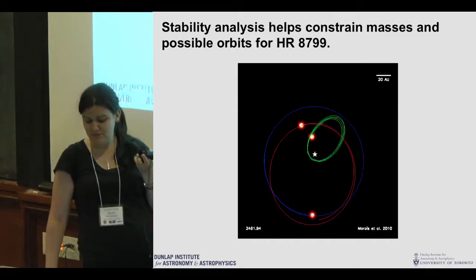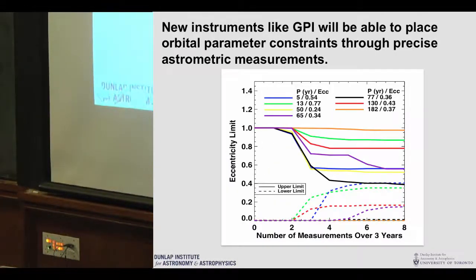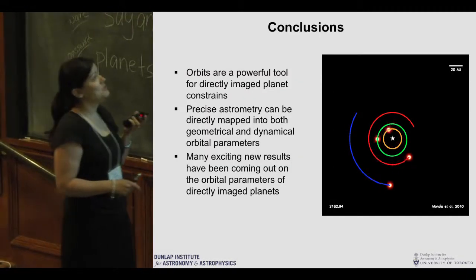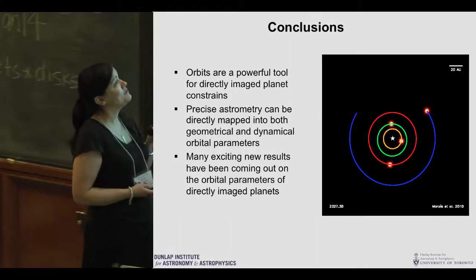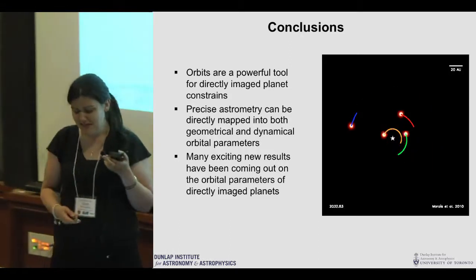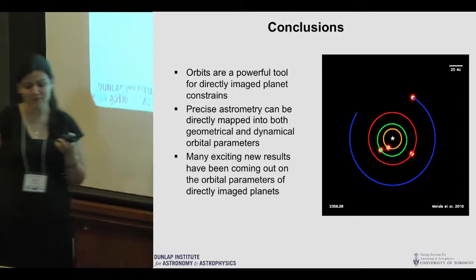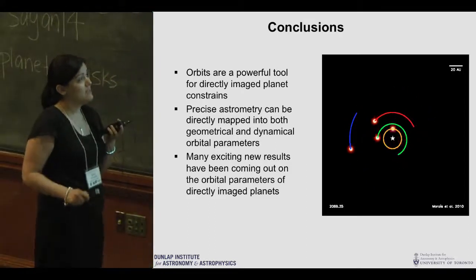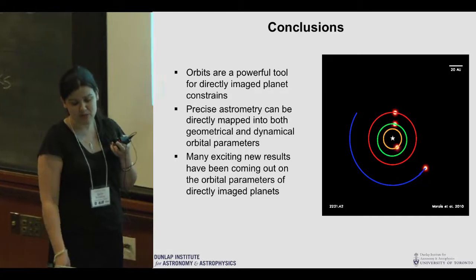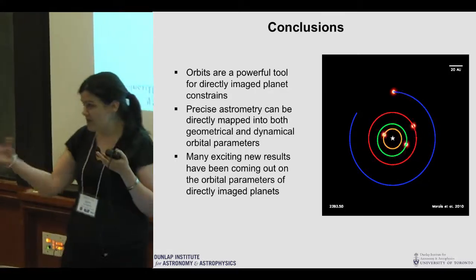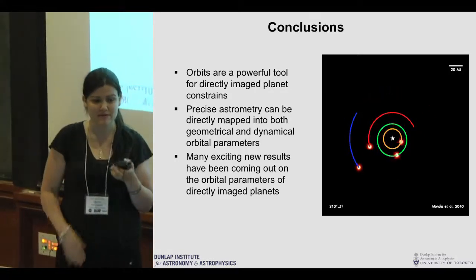I'll just go through here to the conclusions, because beeps scare me. So orbits are a super powerful tool to help you understand directly imaged planets, and precise astrometry can really help you to directly map the orbital parameters. And I think once we have more directly imaged planets, we'll be able to say something about the bulk parameters in general through these kinds of methods. So thank you.